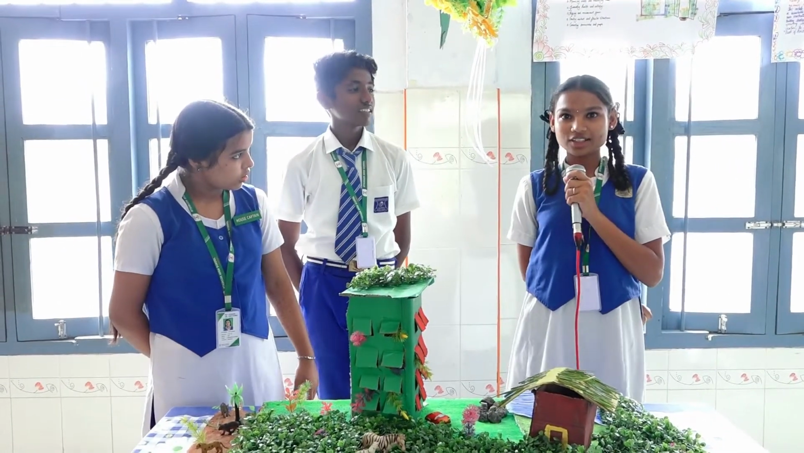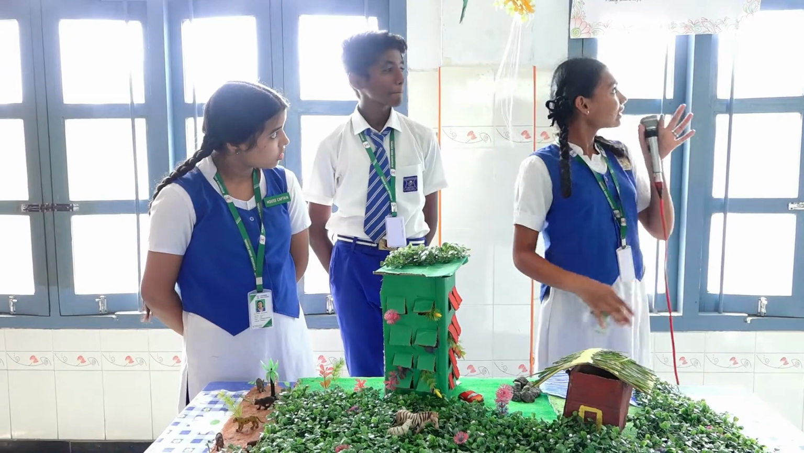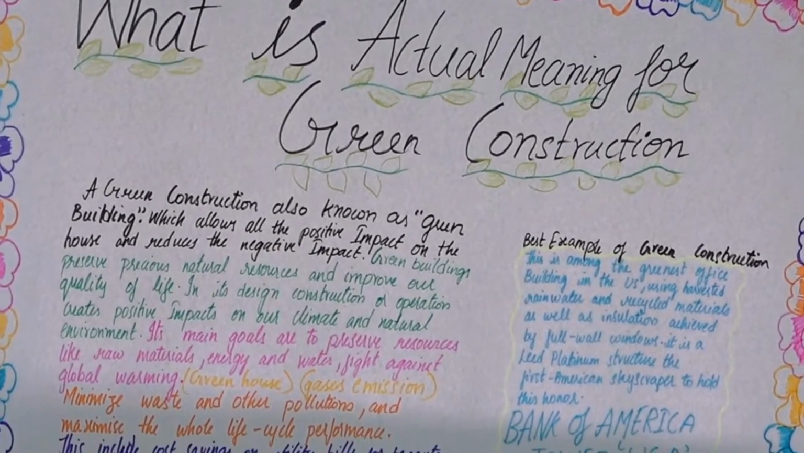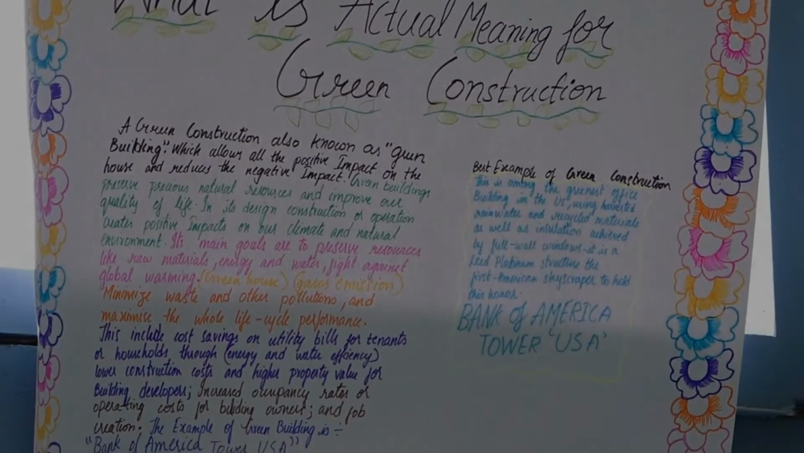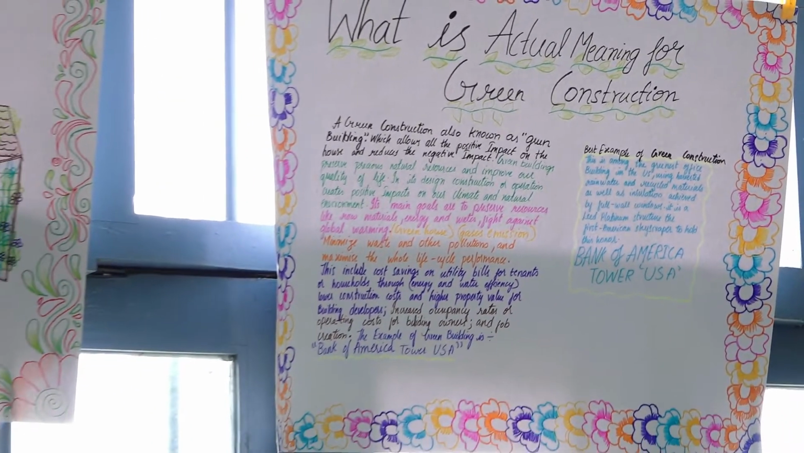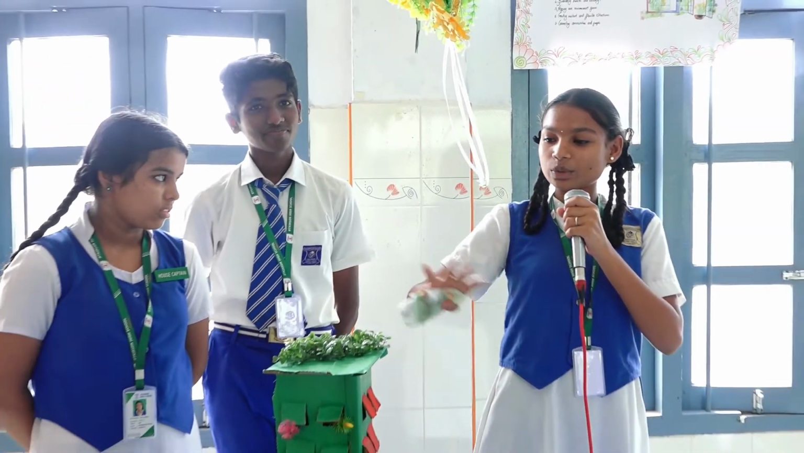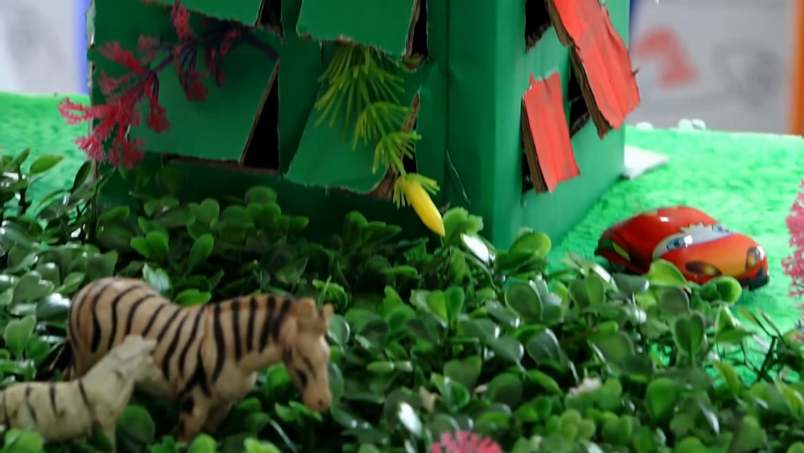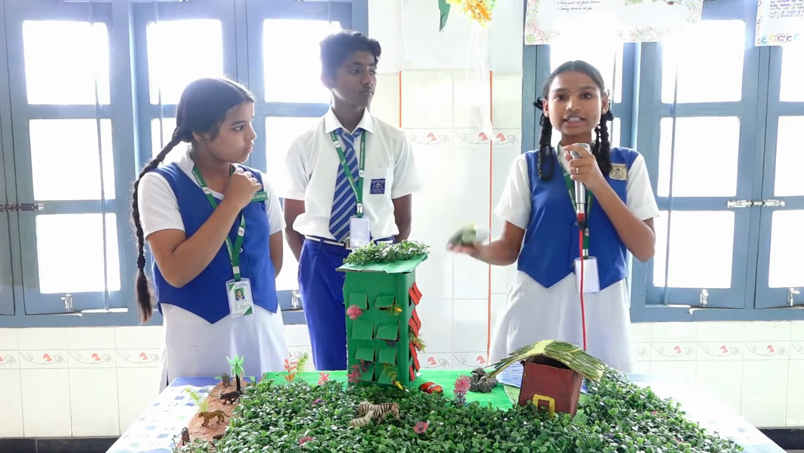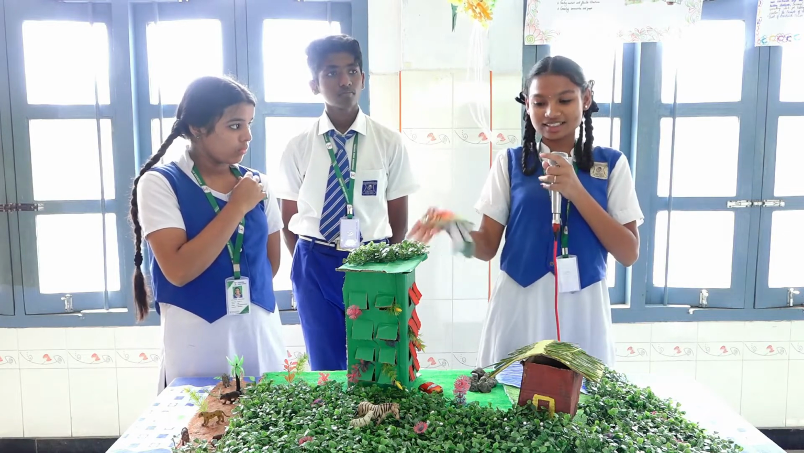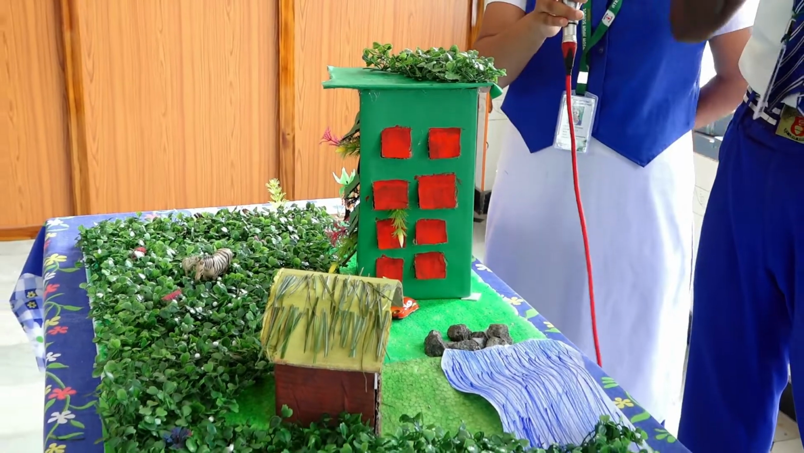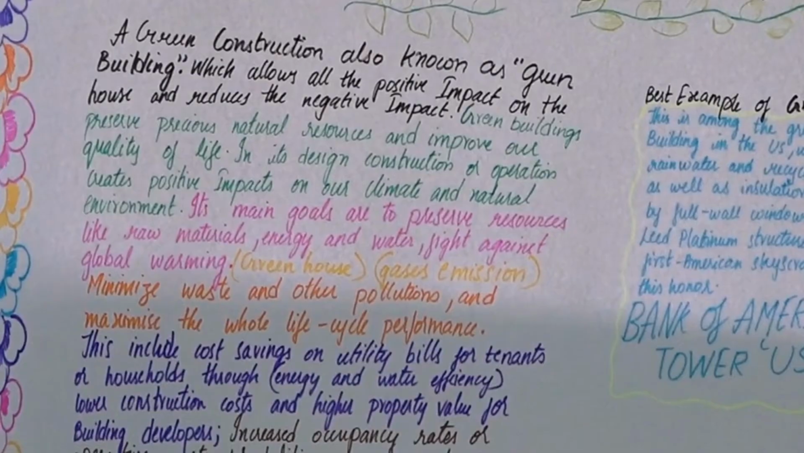Good morning to everyone. Myself Srinam, and now I'm going to explain the actual meaning of green construction. Green construction, also known as green building, allows positive impact on the house and reduces negative impact. We can promote this by planting trees on our terrace or balconies and promoting green construction in cities too, not only in villages. Green buildings are a precious natural resource and improve our quality of life.